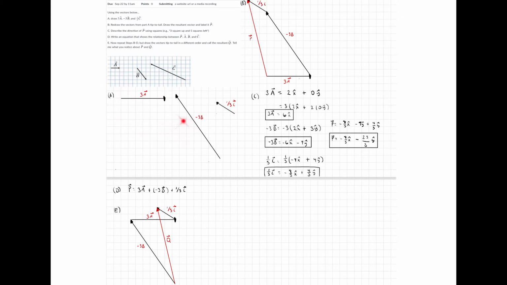And B, it's -3. So the magnitude increases and the direction changes. Then for C, it's 1/3 of the original vector, so it's a lot shorter, but it's still the same direction.